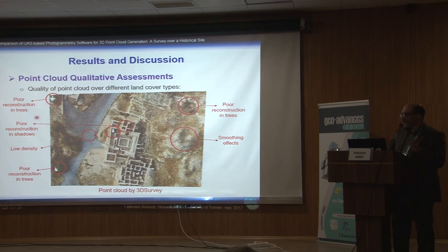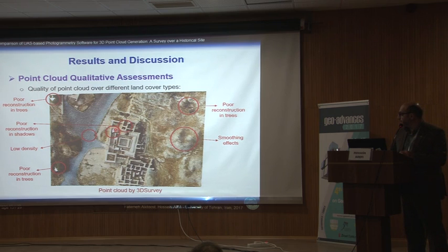So we have some poor reconstruction in trees. Tree reconstruction is always a challenge because of the irregular shape of the tree and also some movement of the object. Even if the leaves are very light, a very small wind can move them. Therefore, finding the conjugated point, the corresponding point, is too difficult.